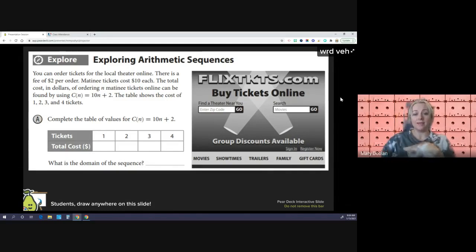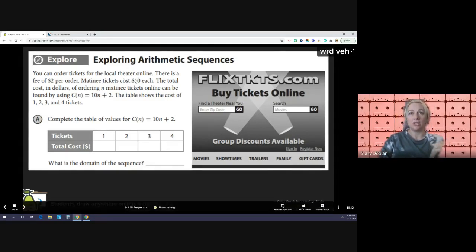That 10 is coming from the fact that each ticket costs $10, and the N is the number of tickets. So one ticket, 10 times 1, you're paying $10. If it's 2 tickets, 2 times 10, you're paying $20. But we also have to add 2 because there's a fee they're charging for an order. So it's a $2 fee. Our table below is showing the cost of 1, 2, 3, and 4 tickets.